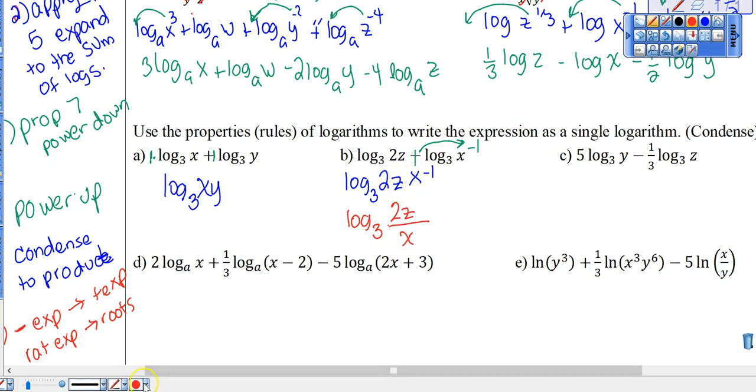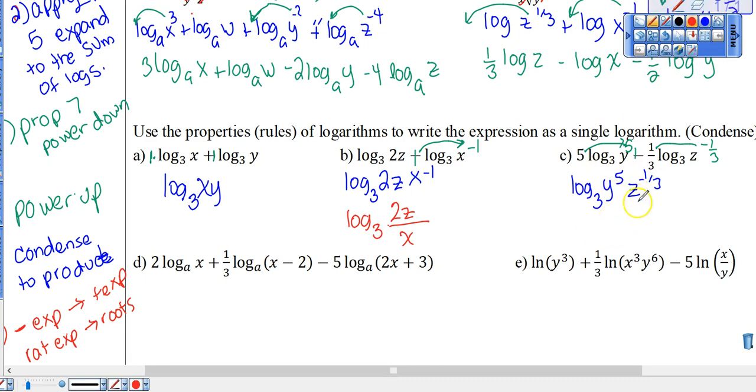Next problem. One more together and then one apart. Here we go. We're going to power up the 5, power up the negative 1/3 and change it to addition, and then switch to blue. And since it's a sum, we're going to condense it to a product of 1 log. So the log base 3 of y to the 5th z to the negative 1/3.